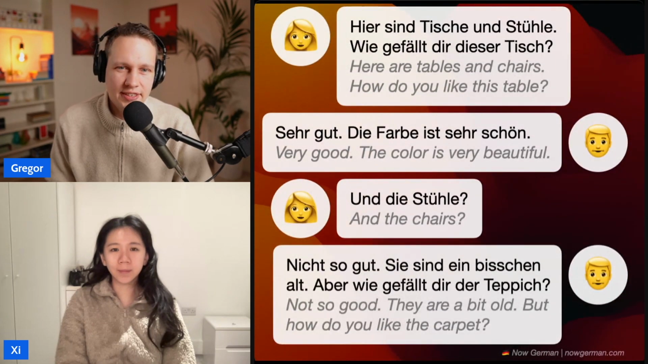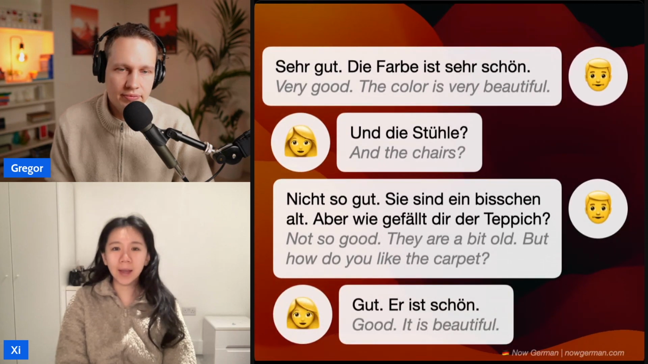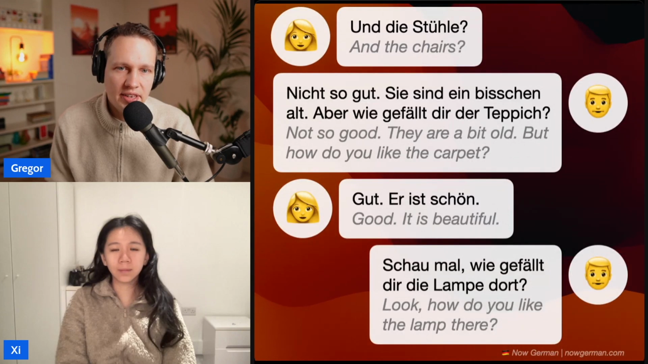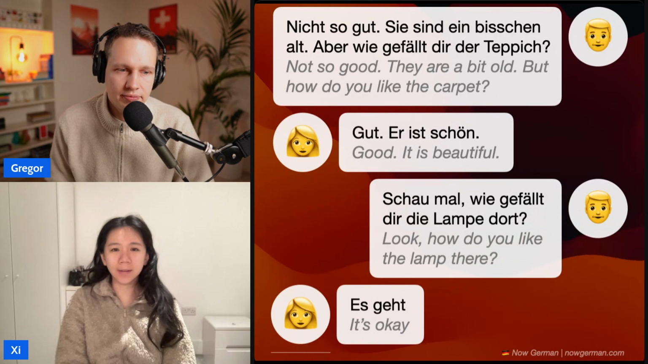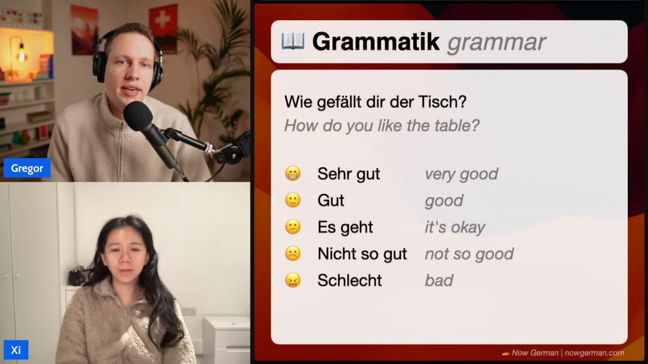Nicht so gut. Sie sind ein bisschen alt. Aber wie gefällt dir der Teppich? Gut, er ist schön. Schau mal, wie gefällt dir die Lampe dort? Es geht.